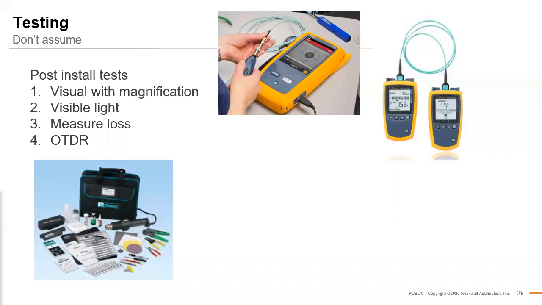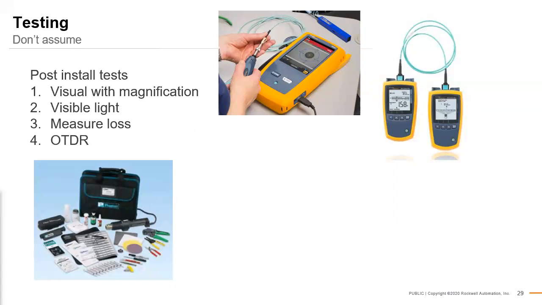And typically one of the first things you do is a visual with magnification, just to make sure that you have a clean cut on the fiber, that your optics are clean, that you don't have any issues there that you need to cut it again. So this time we're talking more about the splicing and the connections. Then we typically do a visible light test, and the easiest one there is just a flashlight. Is there light? So it knows that you're looking at the right fiber, and also that there's a true complete break in it somewhere. And then you do a loss measurement test to make sure that you're within that loss budget.